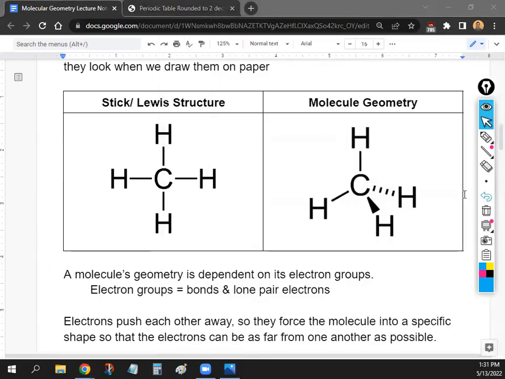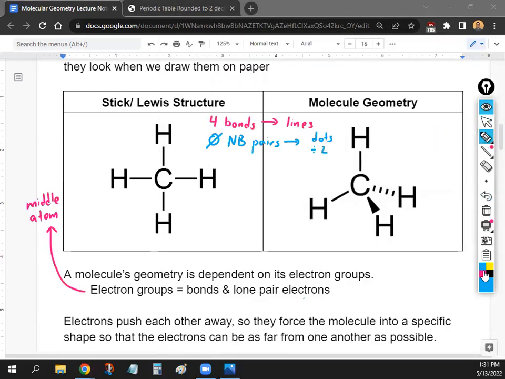So we're going to write that down on our paper. This molecule's geometry or its shape is tetrahedral. And we found that by using the number of bonds, or the lines, and the number of non-bonding pairs. That's pretty much what your quiz is going to look like. You're going to have to draw the stick structure, find the number of bonds and non-bonding pairs, and the geometry. But you'll have this chart with you, so you don't need to memorize anything. As long as you know how to use the chart, you're good to go. Any questions?